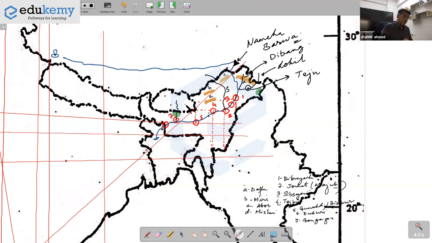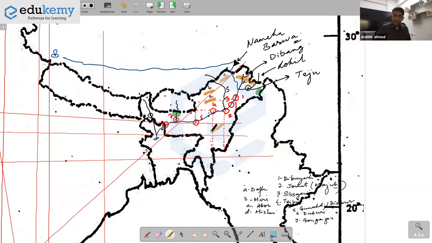This is done: Manas, and Teesta you can draw. Teesta could be something like this. It goes and joins in Bangladesh. And remember, this place here is Jalpaiguri. Teesta, they can ask you because it is in the news quite a lot. Yes, you can mark the river Kopili. For Kopili, you need to mark the Barail Hills. The Barail Hills are somewhat like this. These are the Barail Hills here.